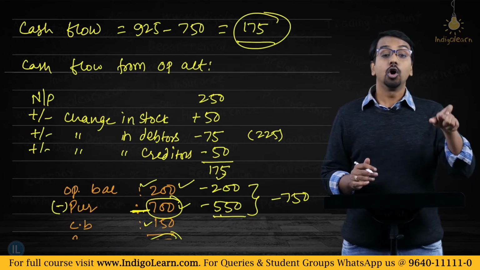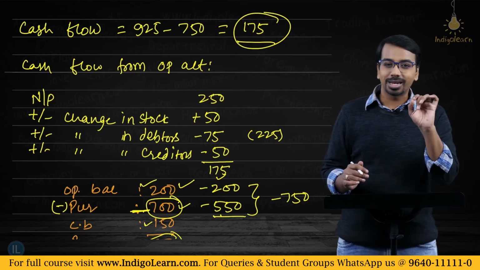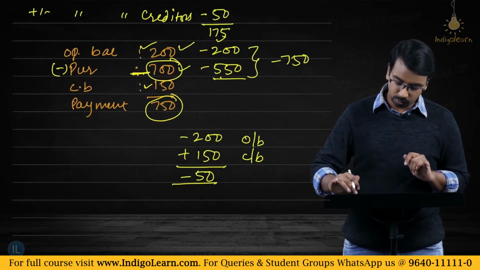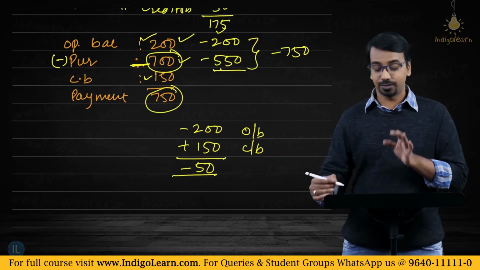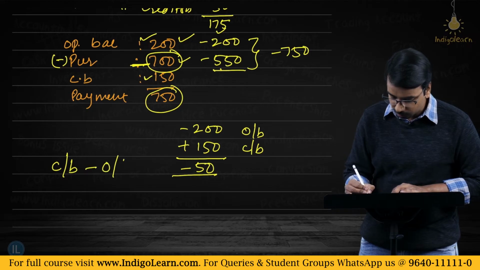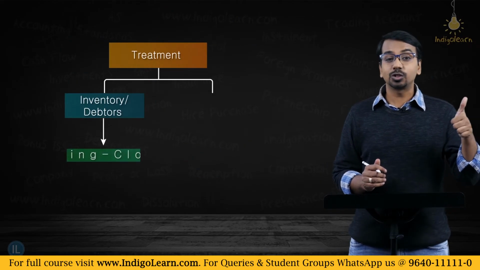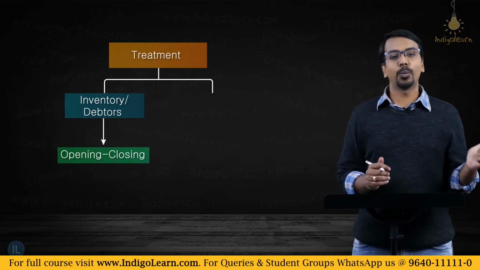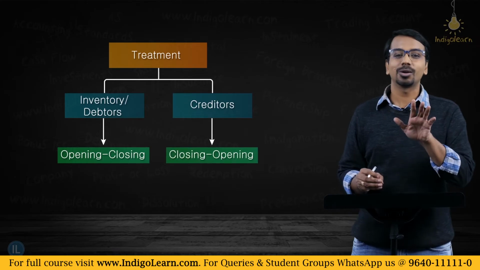So here also, opening and closing, whatever is the difference, you have to adjust, but there is a slight change here. What you need to observe is, we have adjusted 150 minus 200, minus 50. In other words, here we have done closing balance minus opening balance. For inventory we did opening minus closing. For debtors we did opening minus closing. For creditors we are doing closing minus opening.